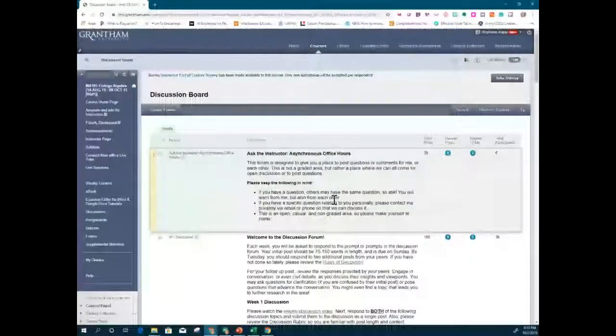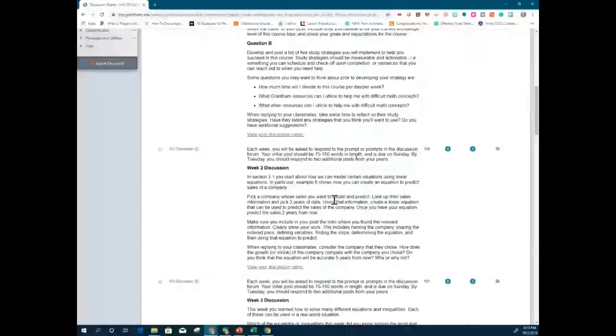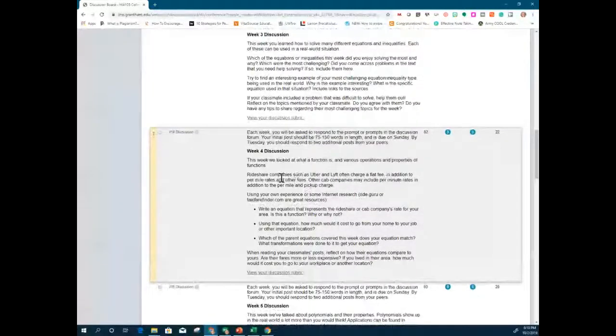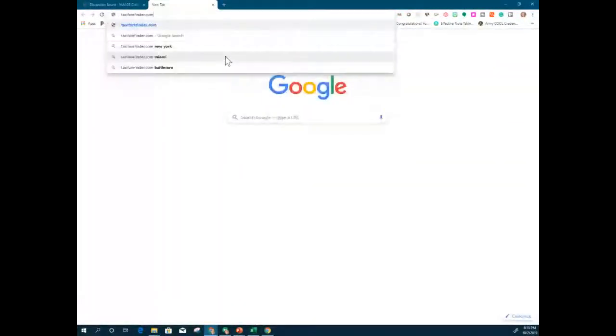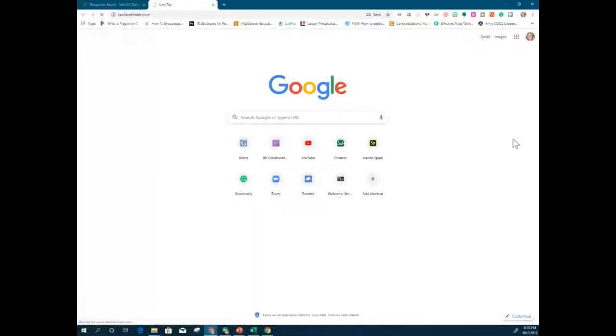Okay, so I'm going to just pull up, this is one of my current classes. Okay. So, Ride Guru or taxifarefinder.com are great places where you could try to find these. I actually prefer taxifarefinder.com, so we'll do that.